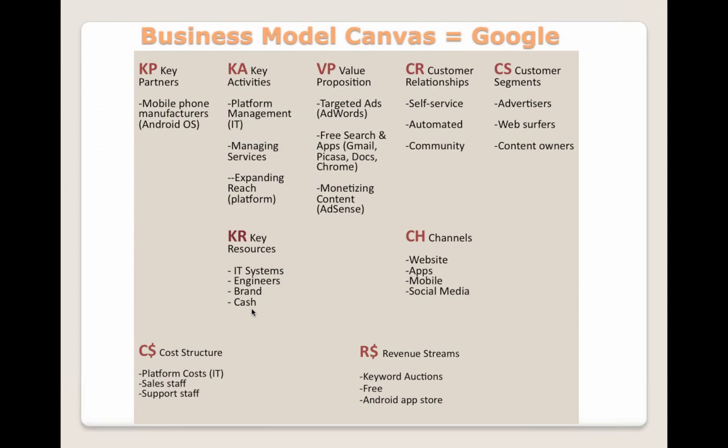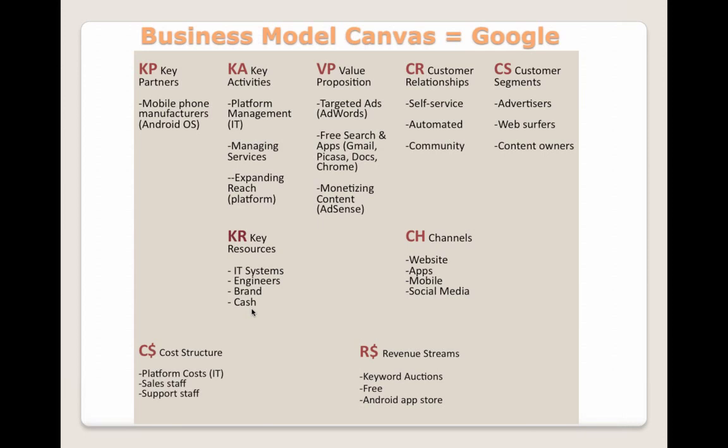So key activities, these are the things that Google has to keep doing in order to keep running. It has to manage its platform, its IT system. Otherwise, we won't be able to use it. It has to manage the services that it offers, so all those different apps and the AdWords and all of that. And then it constantly has to expand its reach because it wants to get more eyeballs on its property so that it can continue to make money from ads.